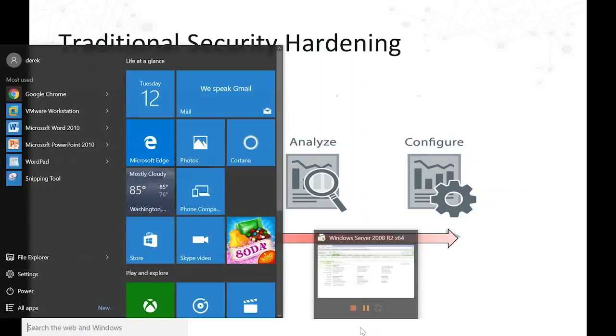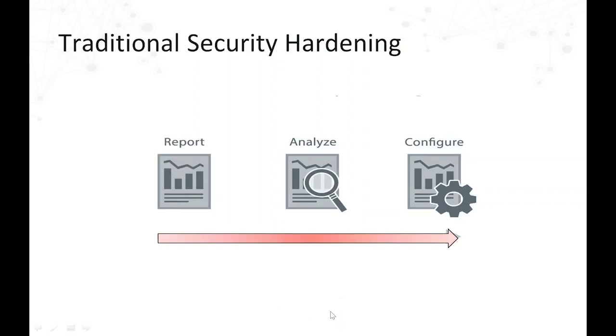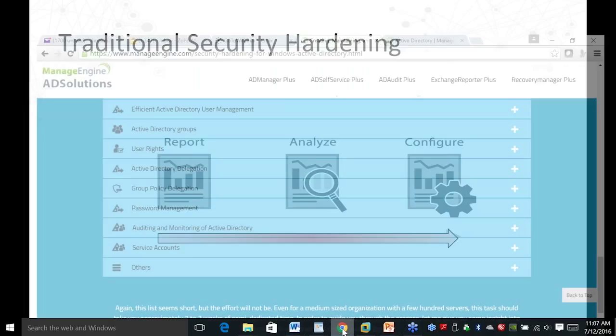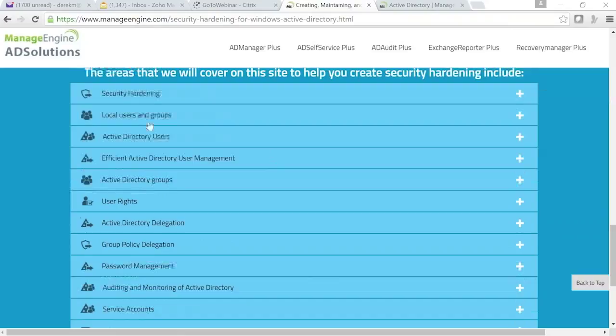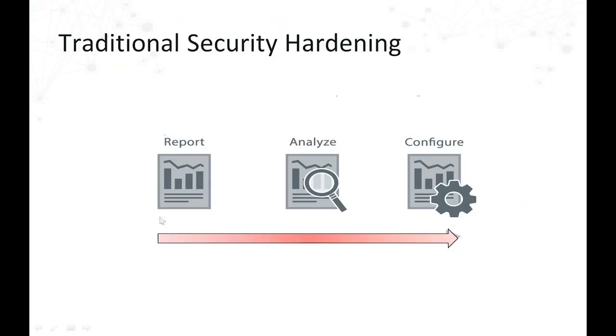Now, what does that list look like? If we go back to our security hardening website, that would be local users and groups, Active Directory users and their configurations, user management, AD groups, user rights, delegation, group policy delegation, password management, and the like. So you will see that we have all the security areas broken down for you so that when you get to this reporting point, you know exactly what you're going to go after. Okay, so you take two to three days and you gather reports on your Windows servers.